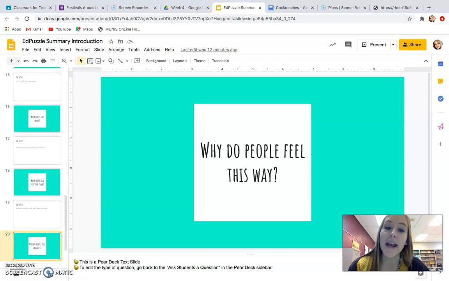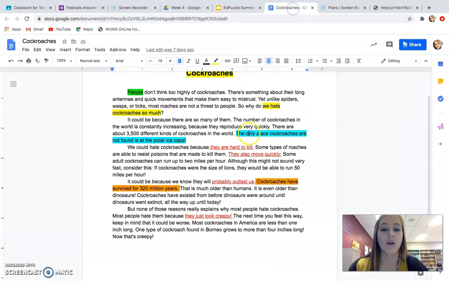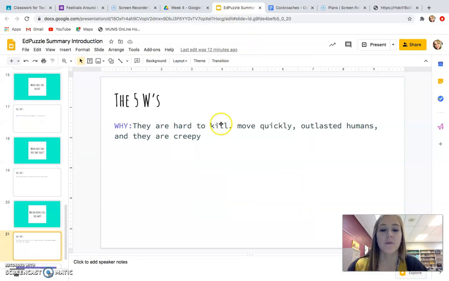And why do people hate cockroaches so much? Well, the article gives us several reasons. They're underlined in red. Cockroaches are hard to kill, they move quickly, they're probably going to live longer than us, and they just look creepy. So, again, why do we hate cockroaches? They're hard to kill, they move quickly, they're going to outlast humans, and they're creepy.